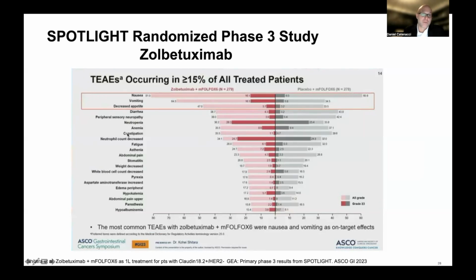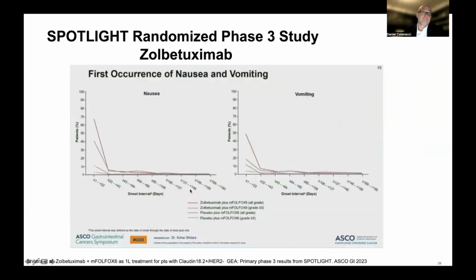you're comparing all the potential side effects that are there, you can see that any grade, which is the lighter color pink versus the lighter color gray, is typically higher across the board with the zolbetuximab arm, specifically nausea, vomiting, and decreased appetite. And similarly for the higher grades, 3 or higher, the dark red versus the dark gray is again higher, particularly for nausea, vomiting, also lower blood counts to some degree, but otherwise a lot of things not much different.